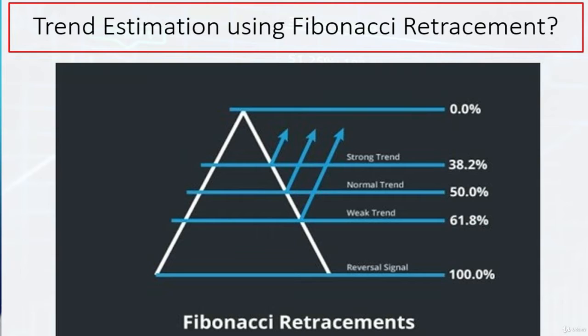People also identify the trend through Fibonacci retracement. As the picture shows on your screen, if the price retraces to 38.2%, it signifies a very strong trend. If the price retraces to 50%, it is a normal trend. And if the price retraces to 61.8%, it is purely a weak trend. If the price retraces to 100%, it is a reversal of the trend.